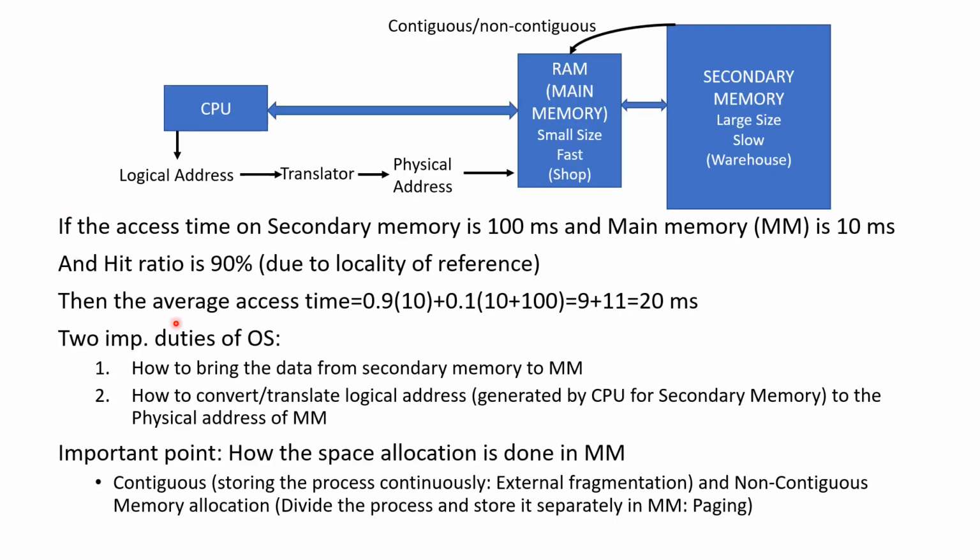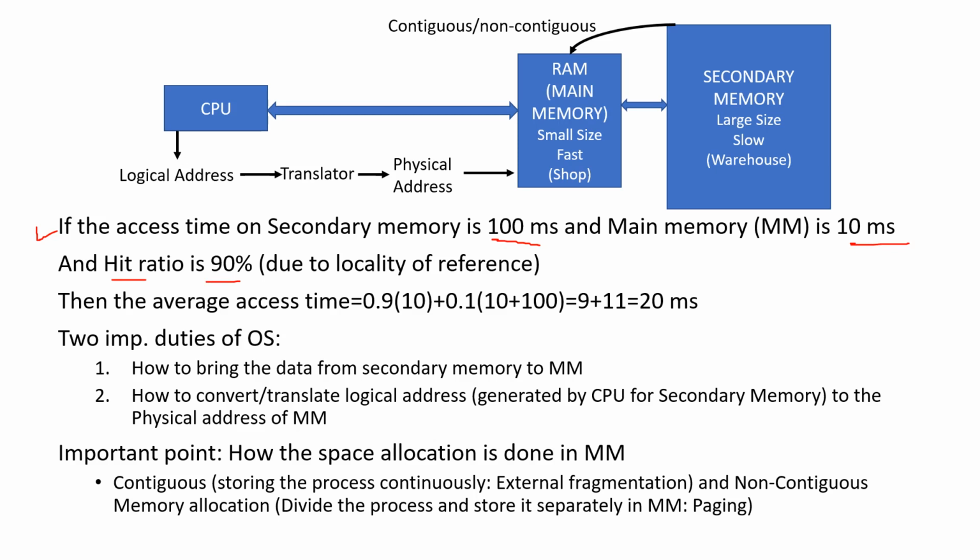Now we'll see one example here, and after solving that example, your idea of whatever we discussed in the previous slide will be very clear, that is, how we are going to speed up the entire operation. What we said is that secondary memory is large in size and very slow compared to main memory. So the access time on secondary memory is 100 milliseconds, it is given. The main memory access time is given as 10 milliseconds, and the hit ratio is given as 90%.